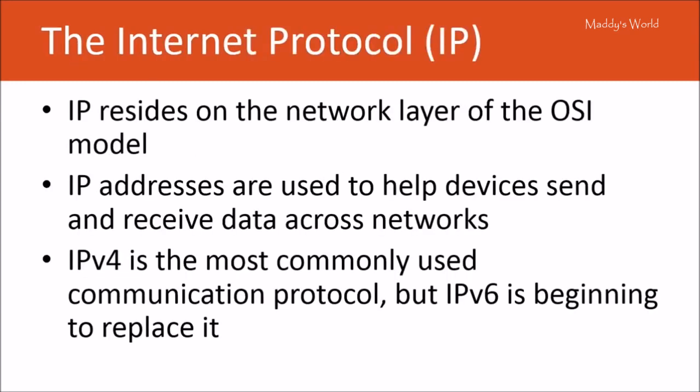The Internet Protocol resides on the network layer. Recall that from our detailing of the OSI model. IP addresses are used to help devices send and receive data across networks. Remember that they are very much like our mailing addresses. If you mail something to your mom, or you mail something to a friend, it's the same way computers communicate. They use addresses in order to make sure that information goes to its intended destination. IPv4 currently is the most commonly used communication protocol, but IPv6 is starting to replace it, and it's already being used more and more widely everywhere.